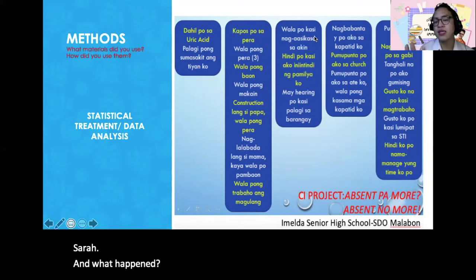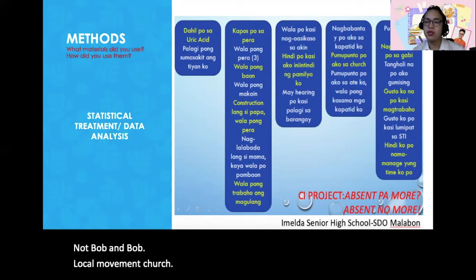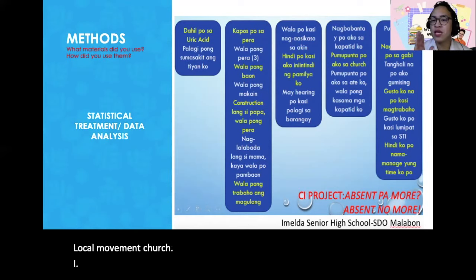Wala po kasi nag-aasikaso sa akin. Hindi po kasi ako iniintindi ng pamilya ko. May hearing po kasi palagi sa barangay. Nagbabantay po ako sa kapatid ko, pumupunta po ako sa church, pumupunta po ako sa ate ko. Wala pong kasama ang mga kapatid ko. Puyat po sa sayaw, nagtatambay po sa gabi, tanghali na po ako gumigising, gusto ko na po kasi magtrabaho, gusto ko po kasi lumipat sa STI. Hindi ko po na-manage yung time ko po.